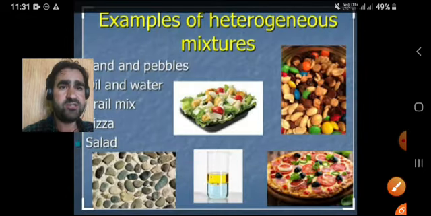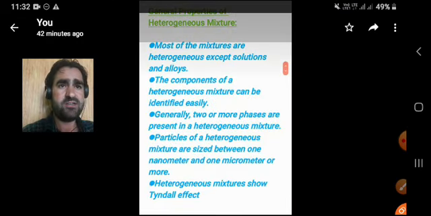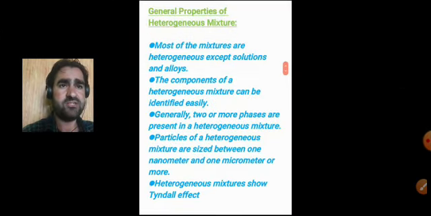Examples of heterogeneous mixtures that we can see in our daily lives can be many. We have salad, we have pizza, we have many other examples. What are the general properties of heterogeneous mixtures? Most of the mixtures are heterogeneous except solutions and alloys.